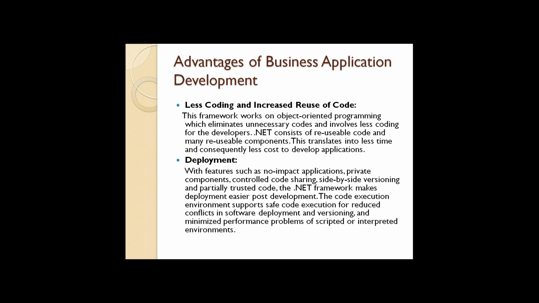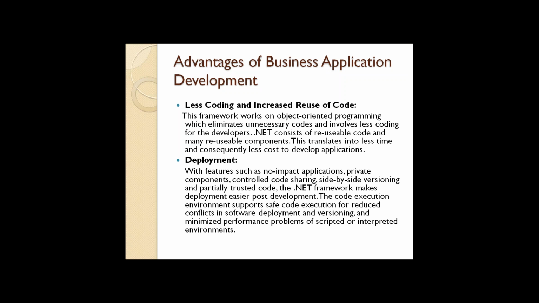C and C++ are not object-oriented programming languages. Okay, so C# is an object-oriented programming language. We have reuse of code in the object-oriented programming concept, and we have a .NET-based class library. Using all these things, we can achieve less coding and increased reuse of code.